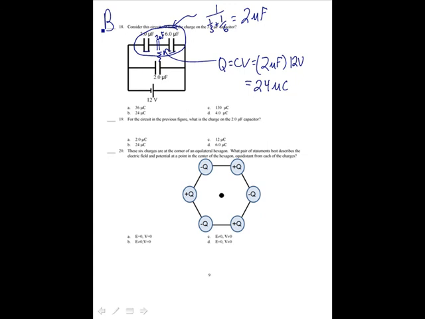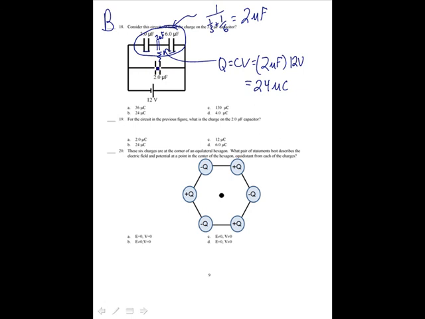Circuit in the previous figure, what is the charge on the, oh wait, I'm sorry, let's see, what is the charge on the 3 microfarad capacitor? Yeah, so it's 24 microcoulombs. What is the charge on the 2 microfarad capacitor?